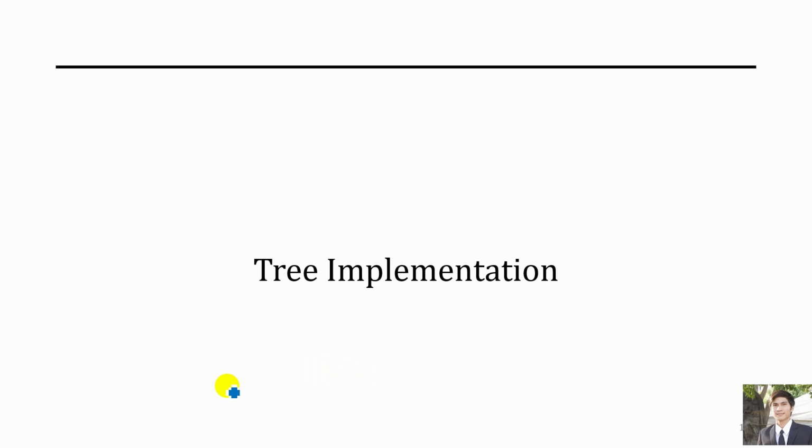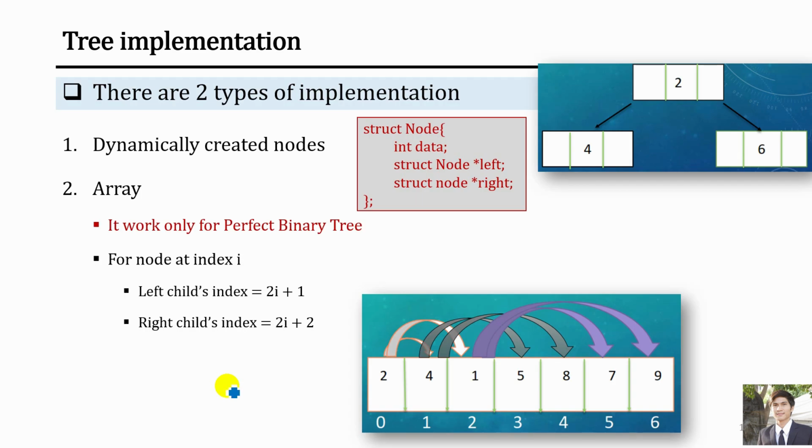Okay, next, I think we are ready to go to the implementation. We have seen different types of terms used in the tree implementation as well as its relationships. So in the implementation, we can apply in two types. Either we implement it as array or linked list, in which we dynamically create our nodes using pointers.